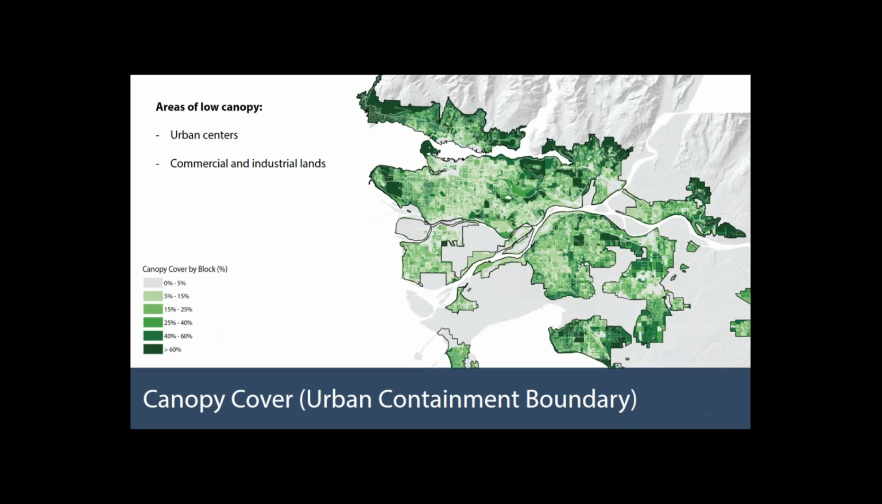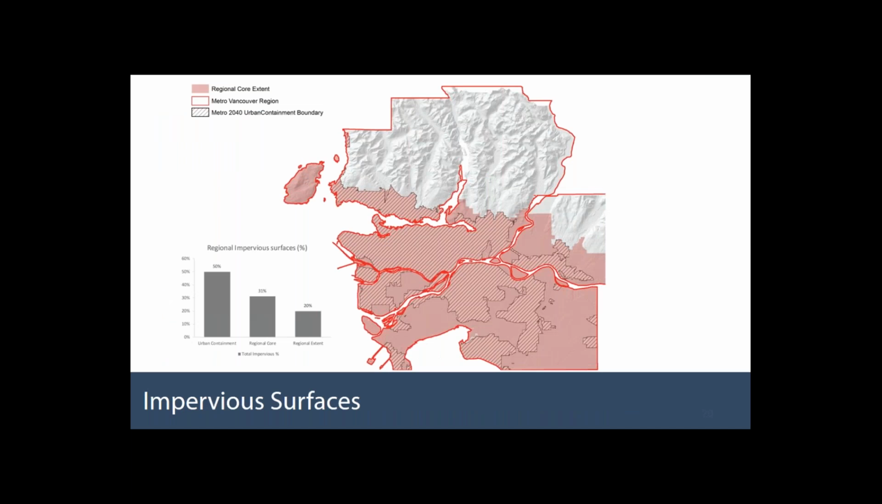And this is another view of canopy cover, here presented as a percentage by block within the urban containment boundary. So areas of low canopy typically coincide with urban centres and commercial and industrial land uses, which is probably not surprising. But when you consider that these are the places where a lot of people work and live, that means that they're missing out on the many benefits that trees and tree canopy would provide.